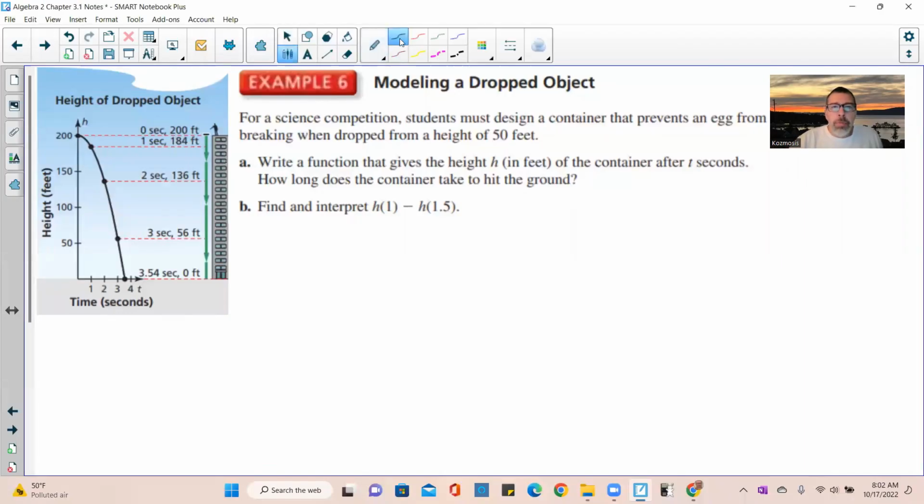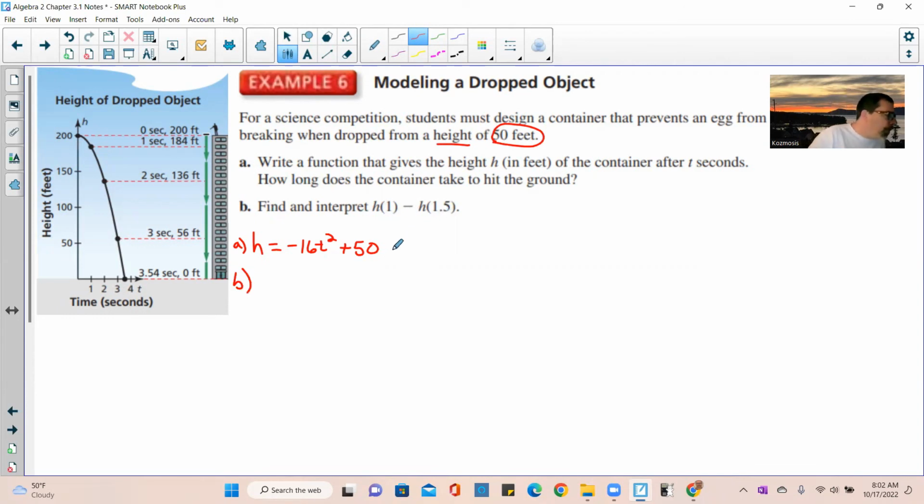Okay, so on this problem, there's our initial height of 50 feet, dropped from a height of 50 feet. So this is A: h equals negative 16 t squared plus 50. Okay, so write a function that gives the height h in feet of the container after t seconds. How long does the container take to hit the ground? So it's going to be h of t equals negative 16 t squared plus 50. B says, find and interpret h of 1 minus h of 1.5.